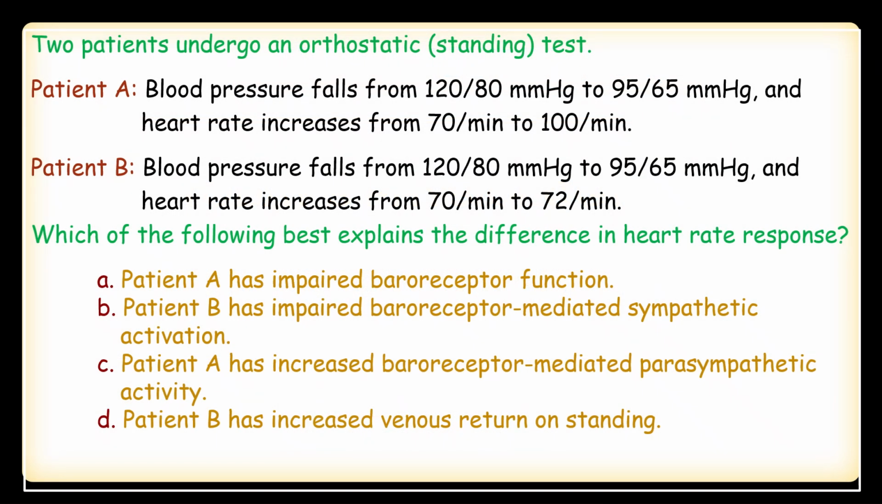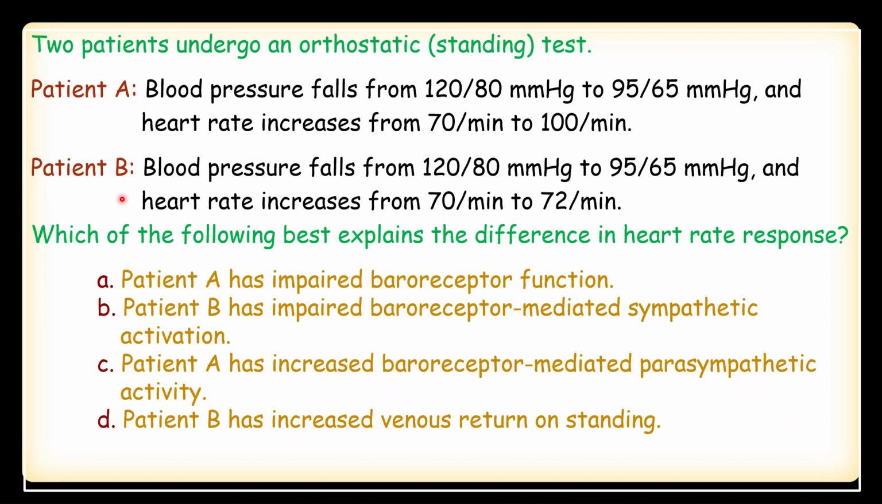The question is, two patients undergo an orthostatic standing test. In patient A, the blood pressure falls from 120/80 millimeters of mercury to 95/65 millimeters of mercury, and the heart rate increases from 70 per minute to 100 per minute.